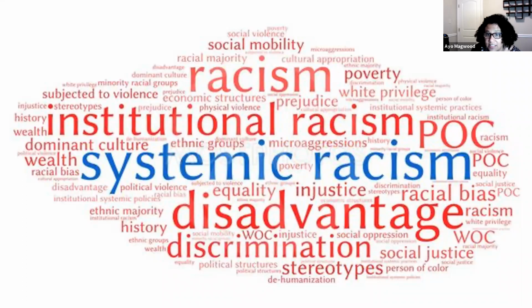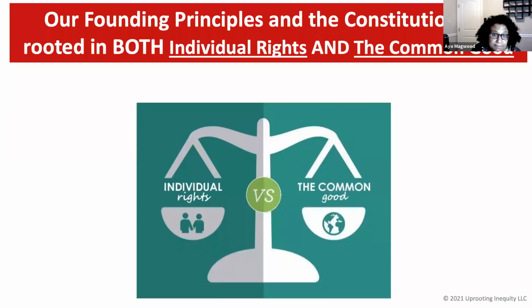When we say racism, we want people to think more about the structural things at the bottom of the iceberg. And I'm not trying to argue that we should all be non-Americans, right? I just want a gentle reminder that our founding principles, back to the Declaration of Independence and the Constitution, are all rooted in both individual rights and the common good. It's just that we sort of forget about that common good part.